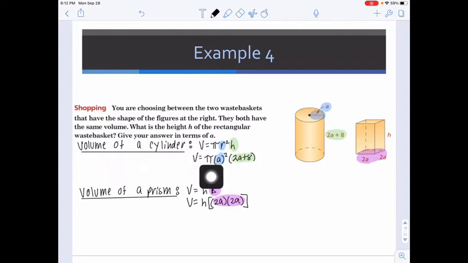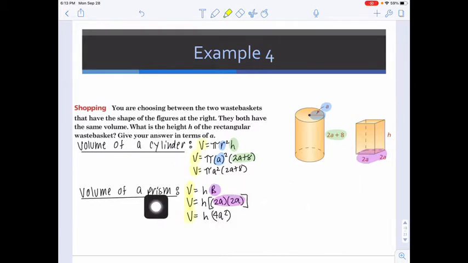For the volume of the cylinder, we have the radius is a, so pi times a squared, and the height is 2a plus 8. We can simplify this by just writing a squared. The volume of the prism we can simplify for the base. So the base we know is going to be a square and the side lengths are 2a, so 2a times 2a. So this gives us the volume is equal to the height of the prism times 4a squared.